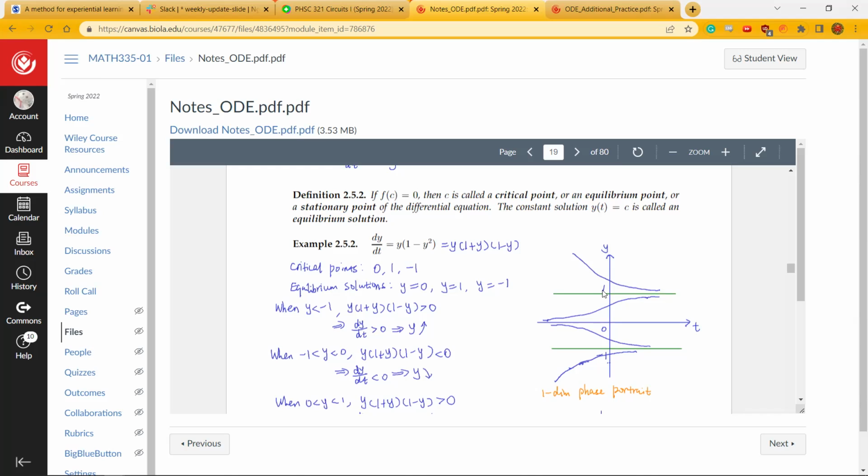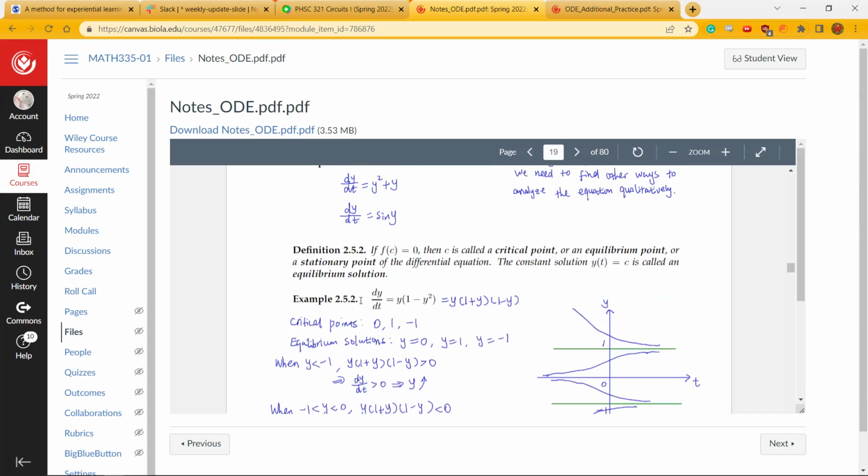But these critical points can be either stable or unstable. Whether or not they are stable depends on the derivative dy/dt outside of the critical points. If the derivative outside of the critical points tends to lead you back to the critical point, then you have a stable critical point. But if the derivative leads you away from it, then you have an unstable critical point. So we can look at what we mean by that. Let's look at this one in particular.